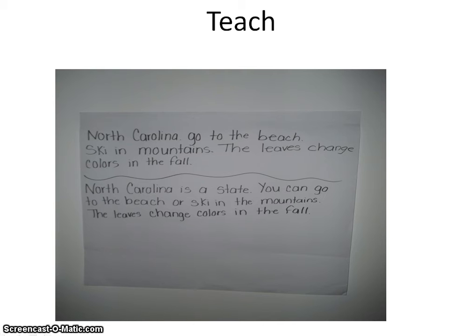Let's take a look at the next part. It says go to the beach. Well, let's discuss how we can change go to the beach into a sentence. Instead of saying go to the beach, you can say you can go to the beach or ski in the mountains. That actually combined two fragments, go to the beach and the fragment ski in the mountains. I love that we were able to combine those. And then our very last sentence was an actual sentence, so we don't have to do anything at all to where it says the leaves change colors in the fall.